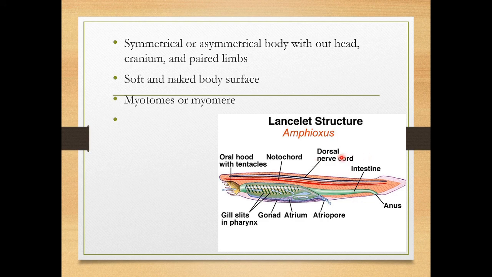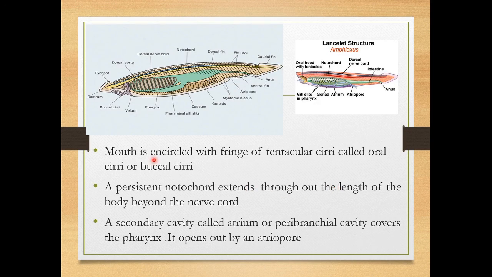So myotome or myomeres are present. You can see so many segments are here. The muscles are arranged in segments here. So this is called myotome or myomere. The mouth is encircled with a fringe of tentacular cirri, also called oral cirri or buccal cirri. You can see here comes the mouth. So this is called the buccal cirri, like a moustache. Tentacular cirri or oral cirri.